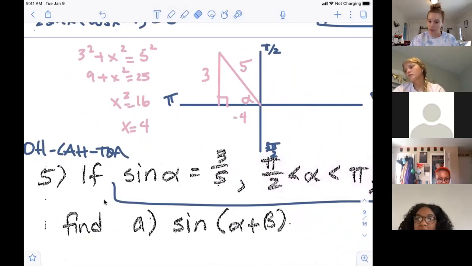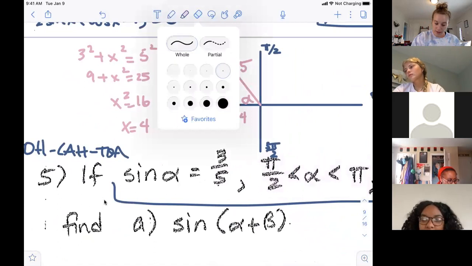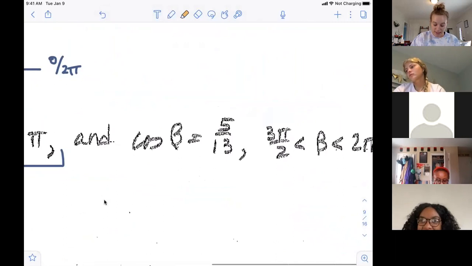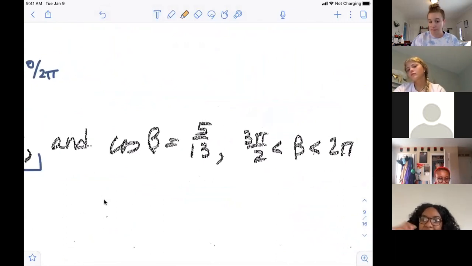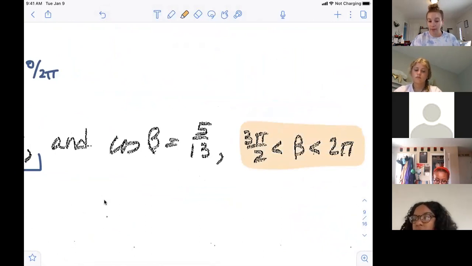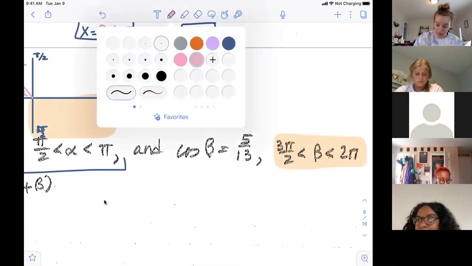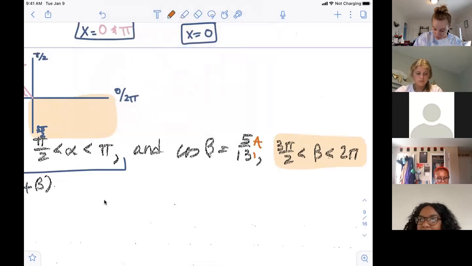Any questions so far? Okay, now we're going to do this with the other angle, because this now says cosine of b, which is beta, equals 5/13, and it says 3 pi over 2 is less than b, which is less than 2 pi. So that means now I'm in the 3 pi over 2 and 2 pi quadrant, which is quadrant 4. So I'm going to draw a triangle somewhere in here. And my cosine, or my adjacent over hypotenuse, is 5/13.